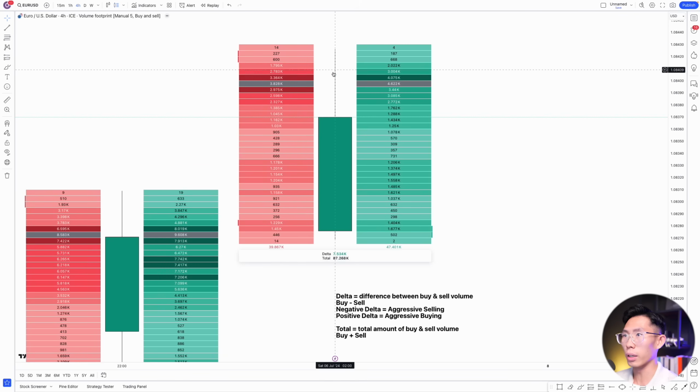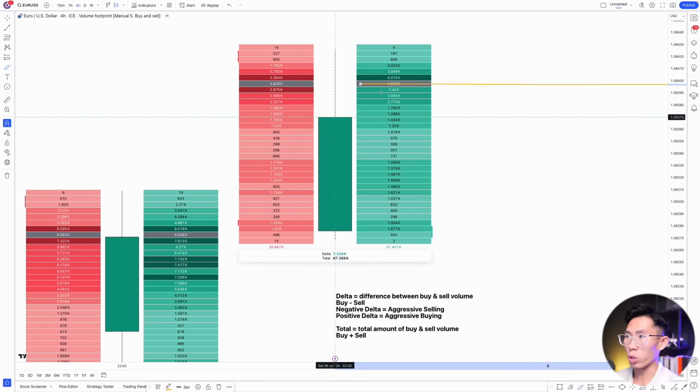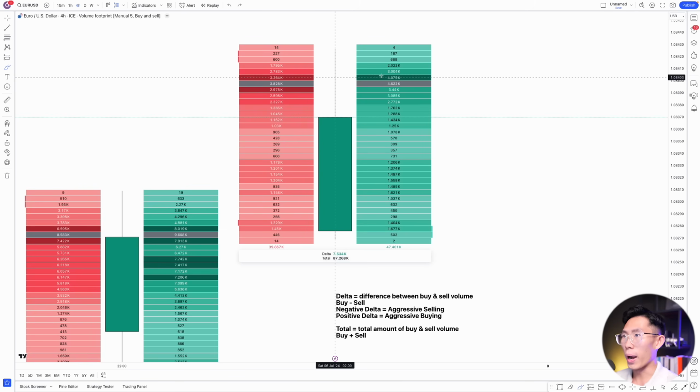So you can see the number in the middle, that pretty much represents the number of limit orders, right? That represents the number of orders inside the market, limit or market orders. The gray box basically represents the most amount of orders. So this pricing right here, the 1.084 area, is when there were the most buy orders and the most sell orders being filled, right?